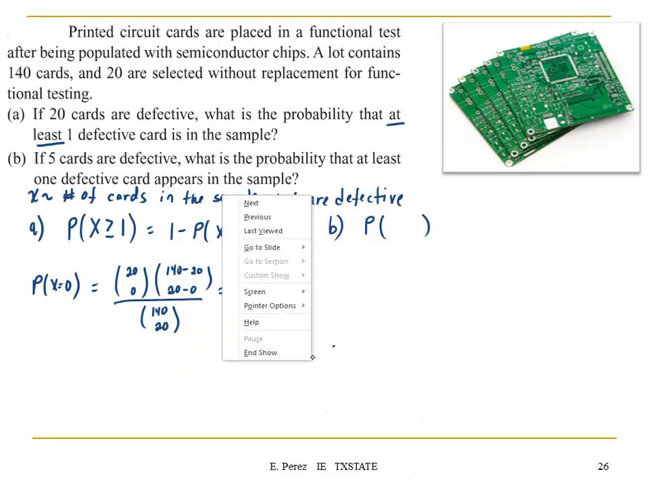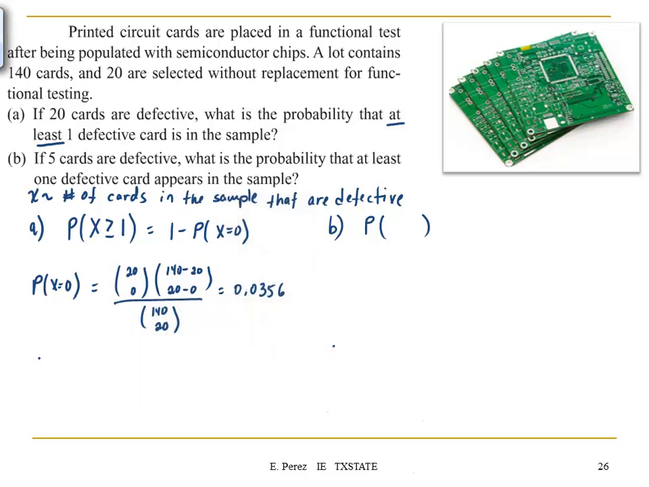So the actual probability is going to be equal to 1 minus the probability of x being equal to 0, and that is 1 minus 0.0356, which equals, this is a probability of x being greater or equal to 1, so this is going to be equal to 0.9644.